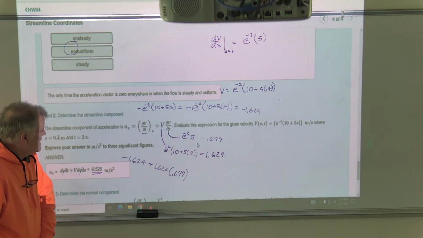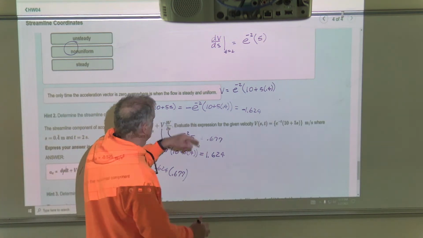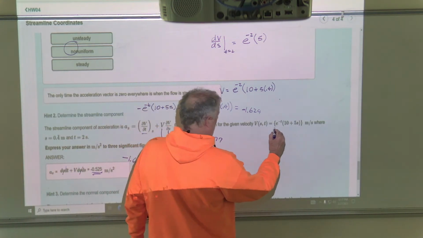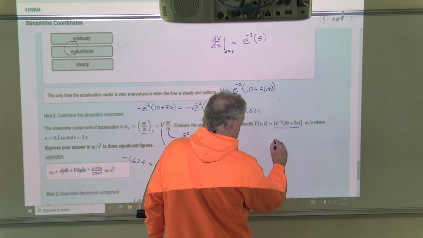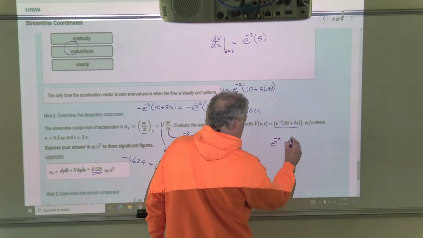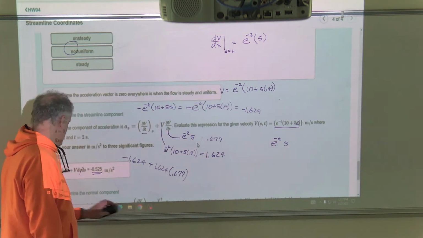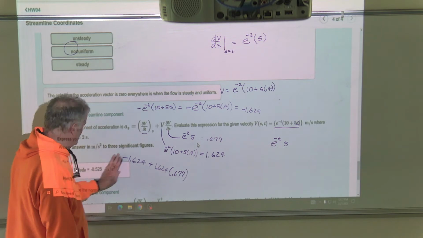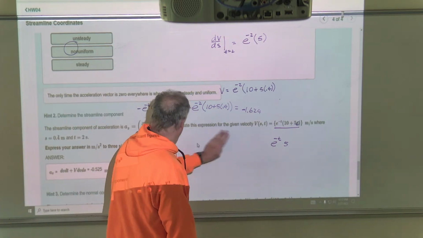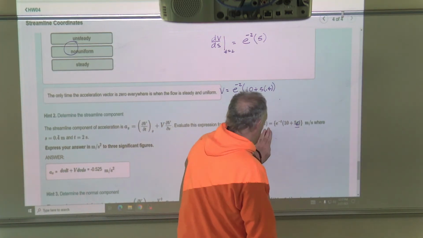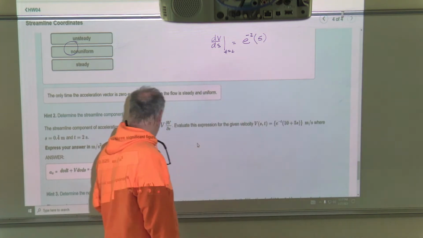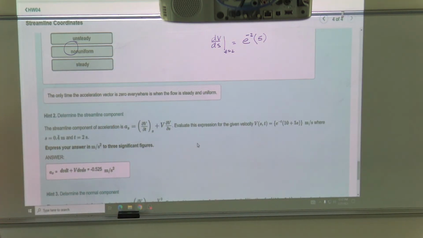So what I've done, dv/ds, if I take a derivative of this with respect to the s, it's e to the minus t times 5 without the s. So that was my mistake. So we get the right answer there if we did it that way. And then determine the normal component. This is the part that's going to be interesting to me.